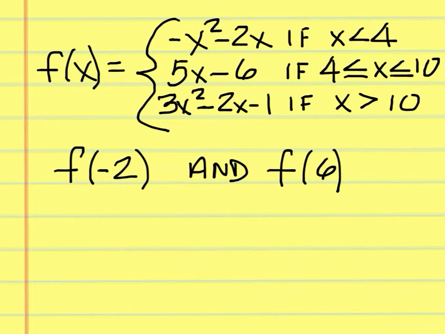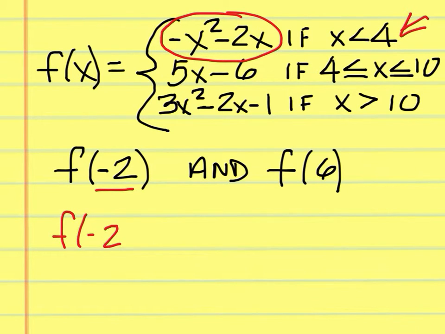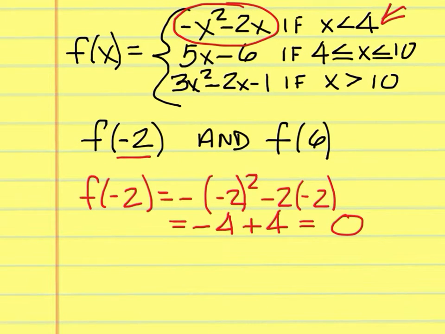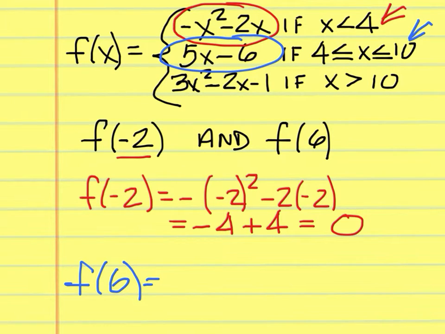For f of negative 2, negative 2 is going to fall into this function because it's less than 4. So f of negative 2 is going to be the negative quantity squared of negative 2, and then minus 2 times negative 2. So that would give me a negative 4 plus 4, which turns out to be 0 for the first answer. And now for the next one, f of 6. 6 is going to fall into this one because it is between 4 and 10. So 5 times 6 minus 6 is 30 minus 6, which is 24.